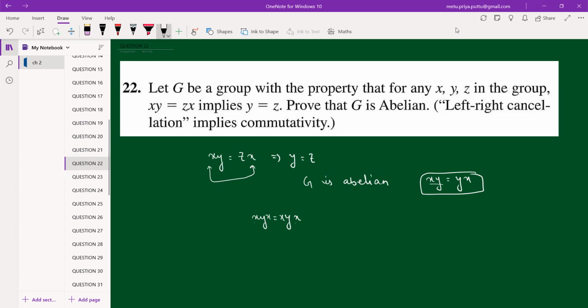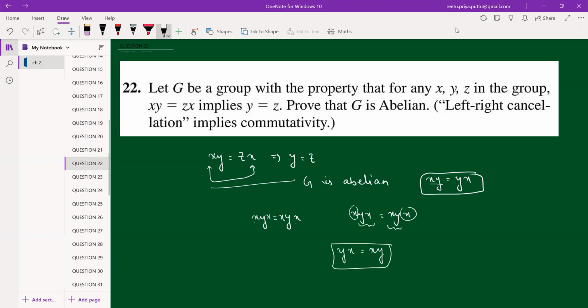So that when you cancel, because we know that xyx equals xyx in any group, right? After applying this cancellation, what we get is this two equals this two, because we are cancelling this x and this x. So what we get is xyx equals xy.